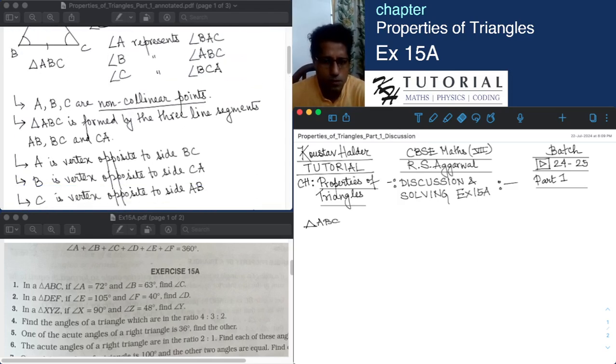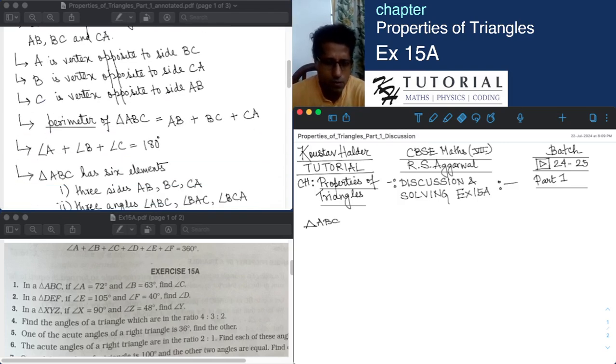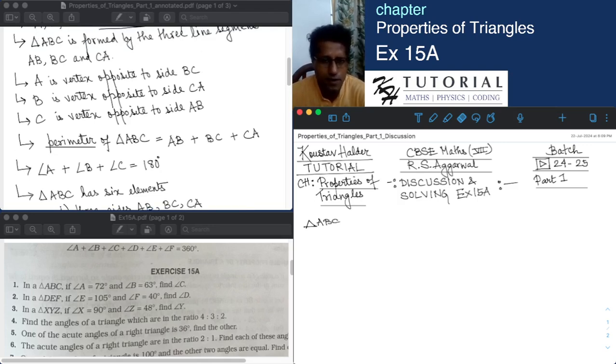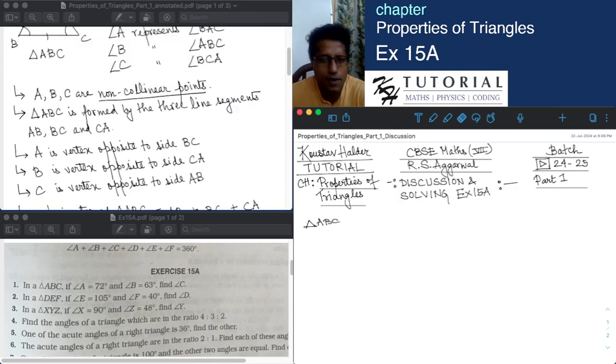Also, a very important fact about a triangle is that the sum of all the angles of a triangle is 180 degrees. So angle A plus angle B plus angle C will be equal to 180 degrees.